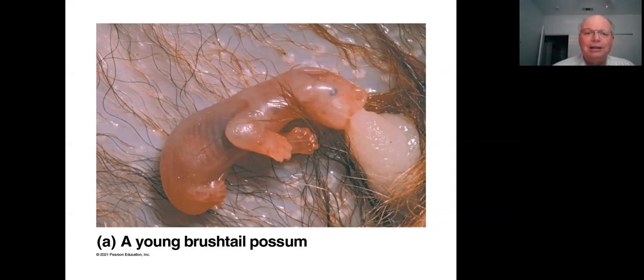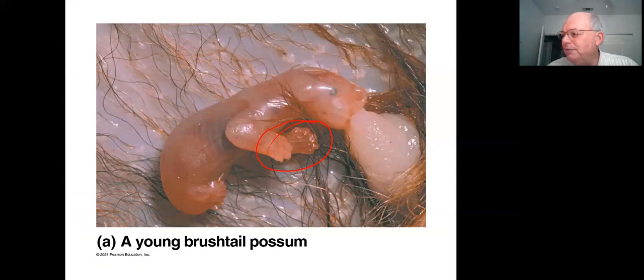Instead of a shelled egg being laid, the egg is retained within the uterus of the mother, but the young is born very, very poorly developed at about the same stage of development that the echidna's young hatches out of the egg. In this case, however, the young follow a trail of saliva that the mother licks from the opening of the birth canal up to the opening of the marsupium. And so using these very, very poorly developed forepaws, the joey follows the saliva trail up to the marsupium.